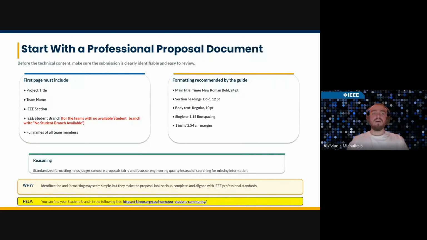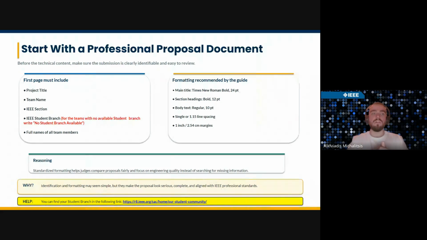So, starting with the whole submission, we want to see a professional proposal document. We have set some baselines for your documents to be in a specific form, so that it will be easier for the judges to evaluate them and to not see, for example, big fonts or big images and so on. Before you even go to the technical content, you should make sure your submission is clearly identifiable and easy to review by the evaluators, who are the judges.